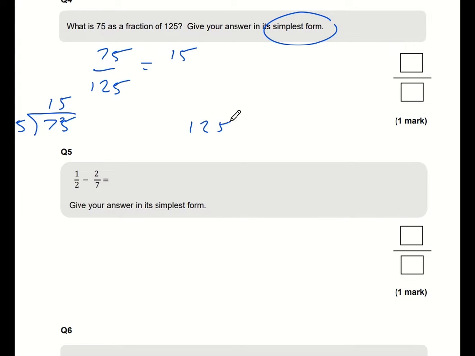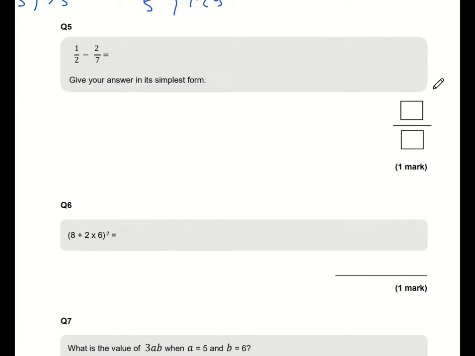And what is 125 divided by 5? 1 divided by 5, it doesn't go, move the 1 across. 12 divided by 5 is 2 with a remainder of 2. 25 divided by 5 is 5. So I've simplified it to 15 25ths, but I've still got numbers divisible by 5. 15 divided by 5 is 3. 25 divided by 5 is 5. So as a fraction in its simplest form, it is 3/5.